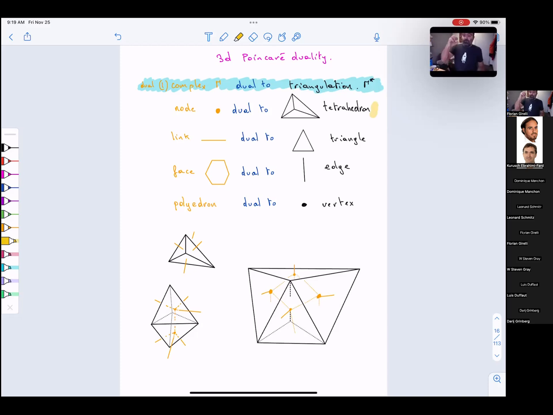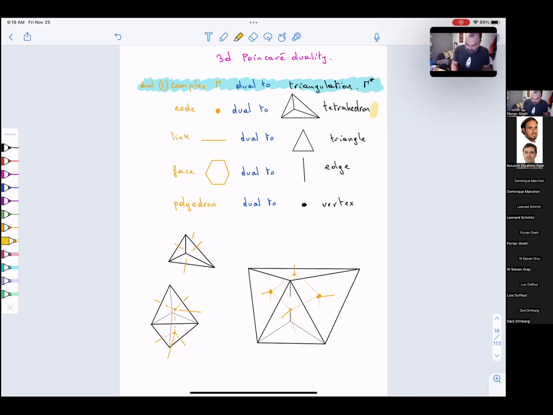So if we have a tetrahedron, dually we're going to have a point, right? So a tetrahedron is going to be dual to a point, a node, what I'm going to call a node. Then a link is going to be dual to a triangle. And then if I have a face, that's going to be dual to an edge. And a polyhedron is going to be dual to a vertex. Okay, so that's just a Poincare duality.